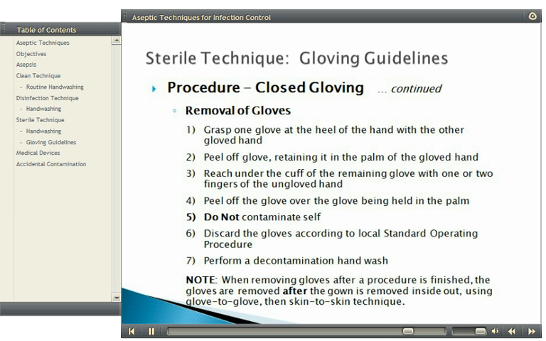5. Do not contaminate self. 6. Discard the gloves according to local standard operating procedure. 7. Perform a decontamination hand wash. Note, when removing gloves after a procedure is finished, the gloves are removed after the gown is removed, inside out, using glove to glove, then skin to skin technique.